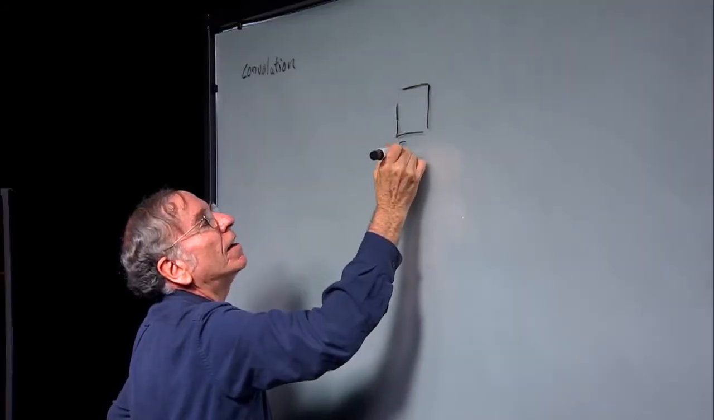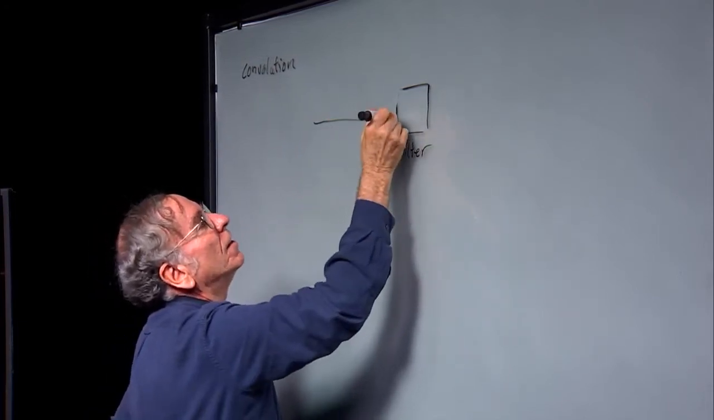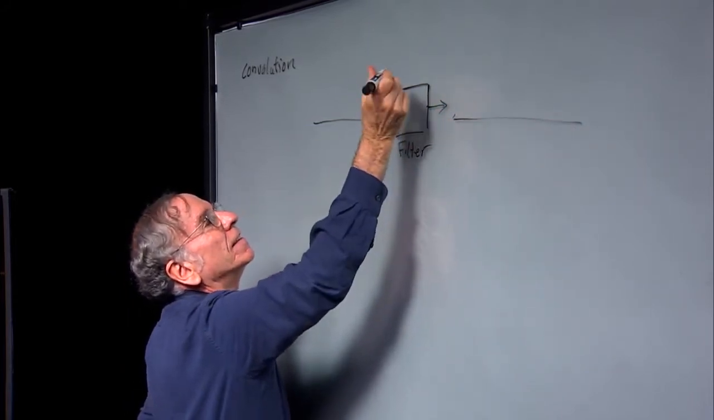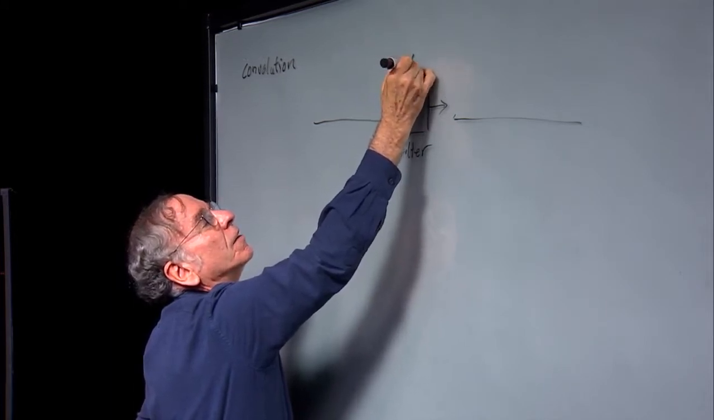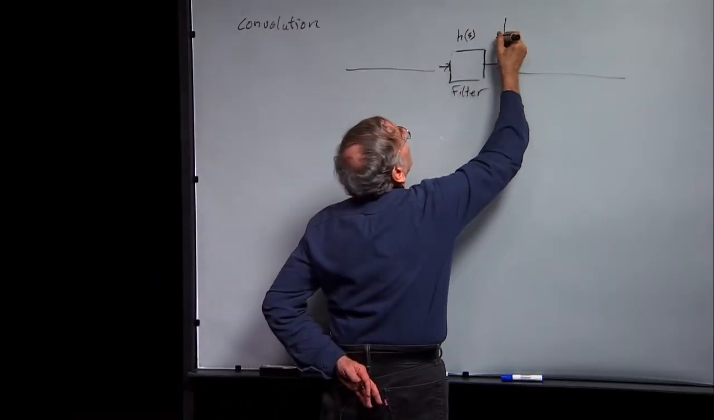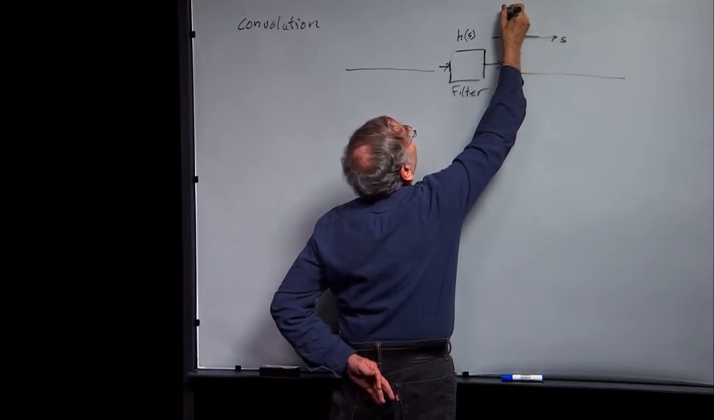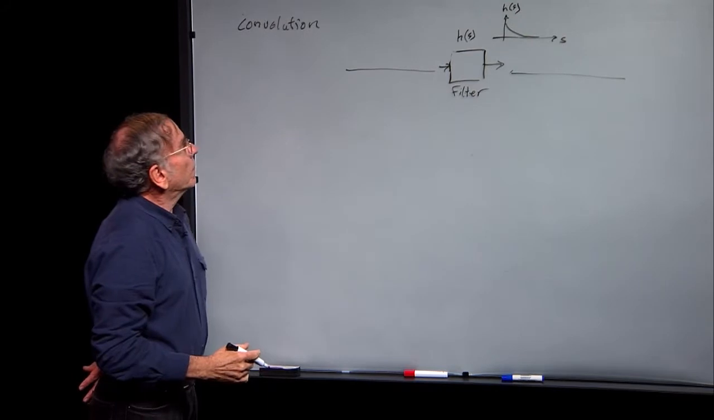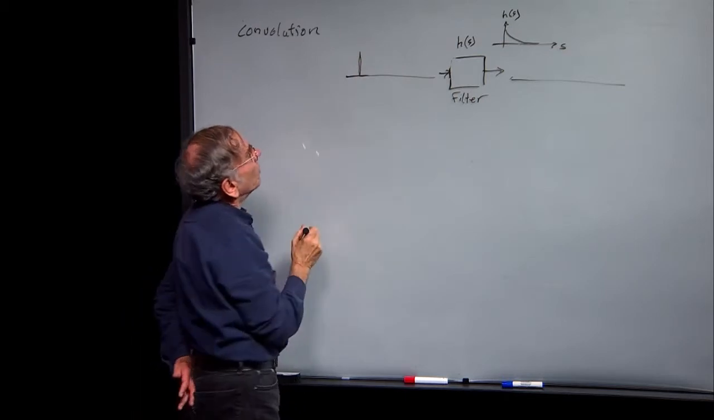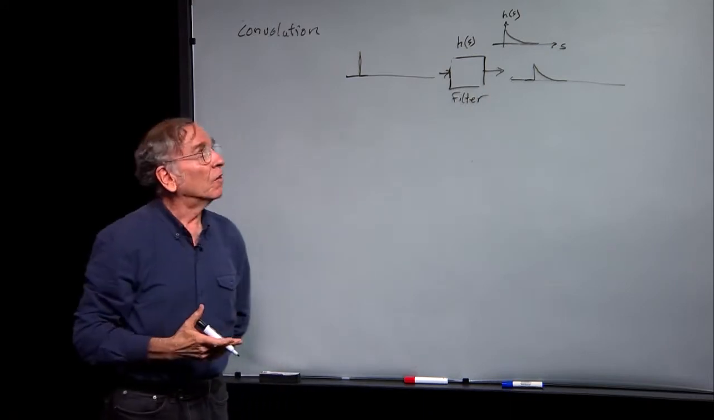So you have some kind of box that you call a filter, and in comes some input signal, and out comes some output signal. And the filter is described by what's called a filter kernel that I will call h of s. An example of an h function might look like this. So this is s, and that's h of s. And here's what a filter does. If the input signal has a delta function in it, then the output signal has something that looks just like h of s coming out.